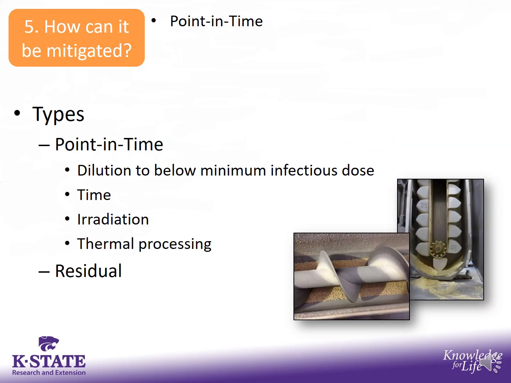So what happens if this enters? What are our options if viruses are being transmitted or have the potential to be transmitted through feed ingredients? There are a variety of different things we can try, and they can be roughly broken down into point in time versus residual mitigation technologies. Those that are point in time, meaning that we're taking a specific point during the manufacturing practice, and at that specific time, we're going to try to do something to that feed or ingredient to make it safer. These can include things like diluting the virus to below a minimum infectious dose, storing it for an extended period of time, irradiating it, or thermally processing it.